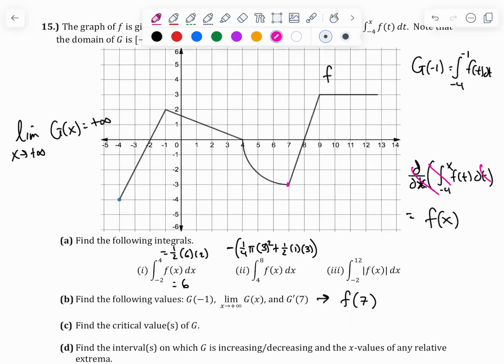Find the critical values of g. Think about the critical values of g. Those would be the places where the derivative equals 0 or does not exist. Since the derivative of g is f, that would be -2, 4, and 8.